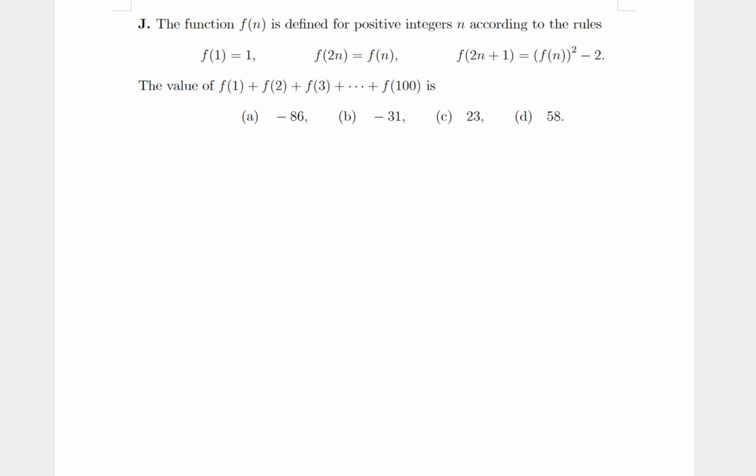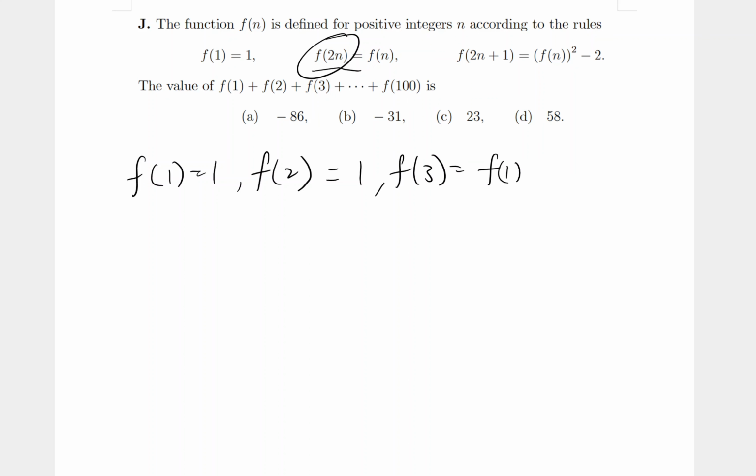Just to make your head exposed to something new. Okay, so first thing, we could just try the first couple and see what happens. F(1) is 1 by definition. F(2) is what? Now 2 is even, right? So we probably want to use this rule. In that case, it gives us 1 as well, because f(2) equals f(1), which is 1. Good.